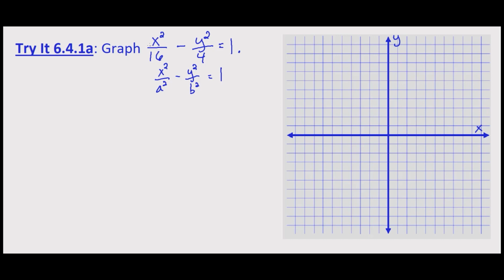So notice again, with a hyperbola it matters which term comes first, unlike with an ellipse, because there's a plus in the equation with an ellipse. But with a hyperbola, it's minus, and therefore which term comes first determines which direction it opens. So we know, first off, the x squared term is positive, which means that the hyperbola opens left to right.